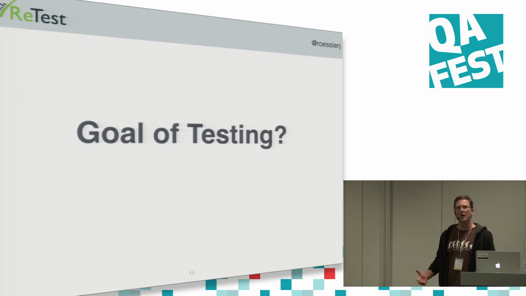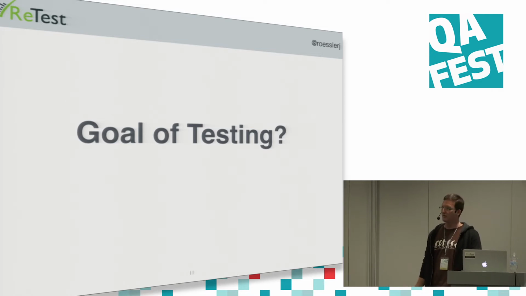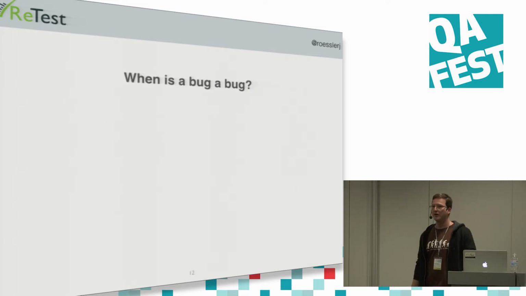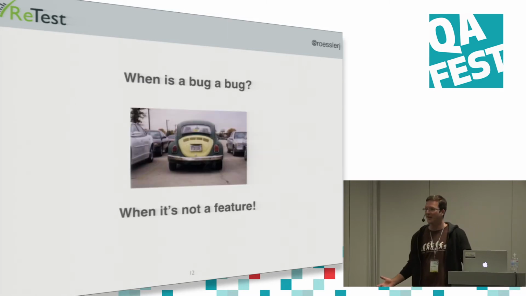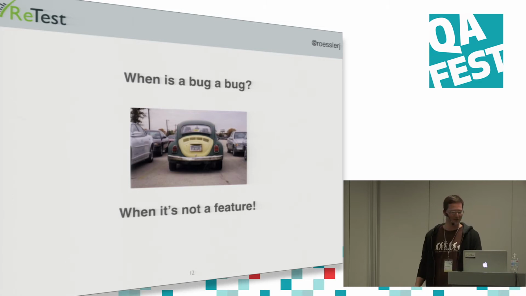Well, what is the goal of testing? The goal of testing is to find bugs. Okay, then what is a bug? Or when is a bug a bug? Well, if it's not a feature, right? You see that beetle on the plate, it reads feature, you can't read it, sorry, it's so small, but it says feature on its plate, so this is not a bug.